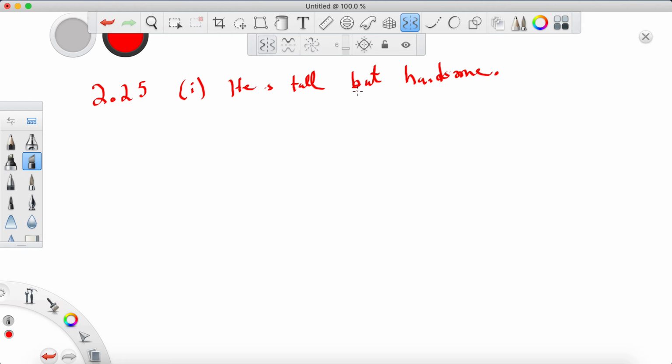Okay, so remember, we're trying to take the negation and then simplify it. We're going to negate it and then simplify it. Okay, so we're going to let P be he is tall. We're going to let Q be he is handsome.